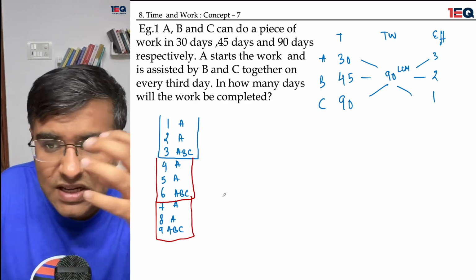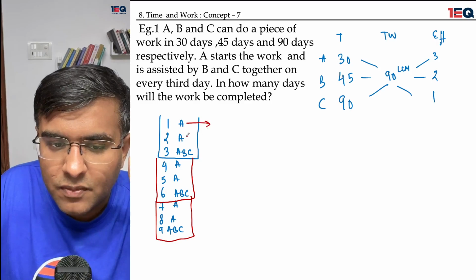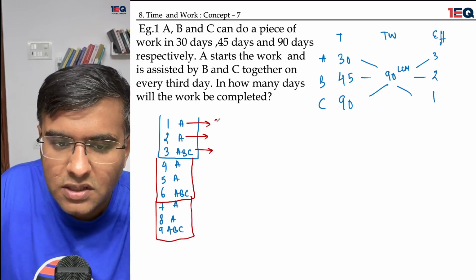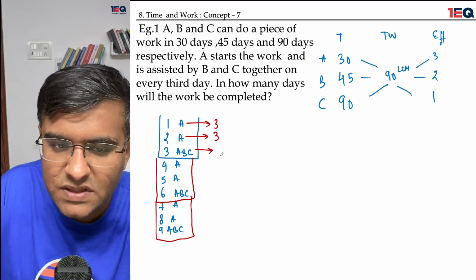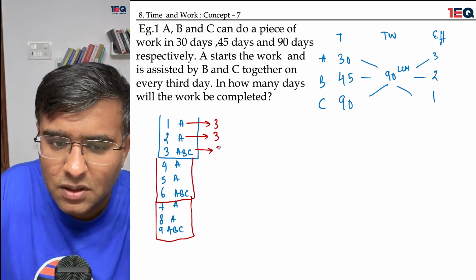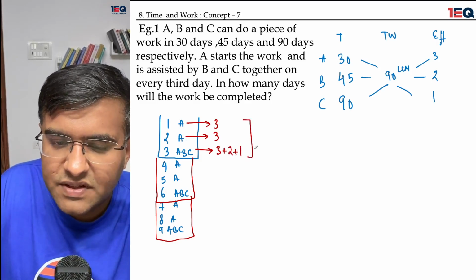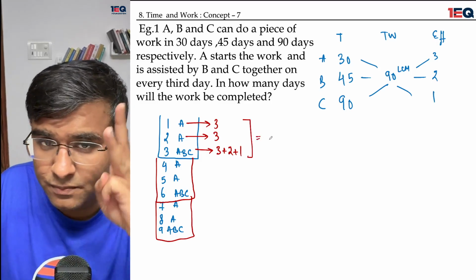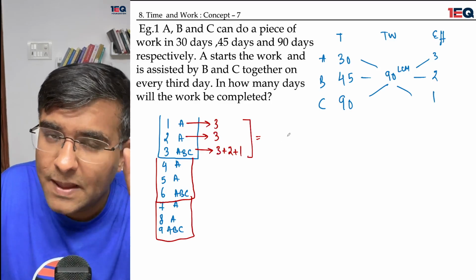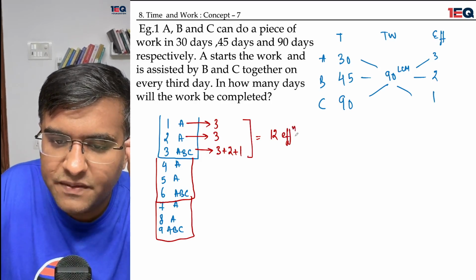So what I'll do is I'll club the efficiencies of 3 days together. In 3 days' time, A is working with efficiency 3 on the first day and 3 on the second day. On the third day, A is working with his team. The efficiency of the team is 3 plus 2 plus 1. So the total efficiency of 3 days together is 3 plus 3 is 6, 6 plus 6 is 12. So 12 is the efficiency.